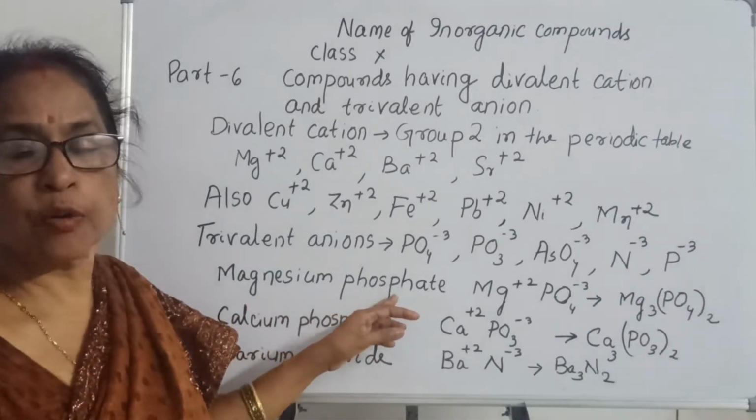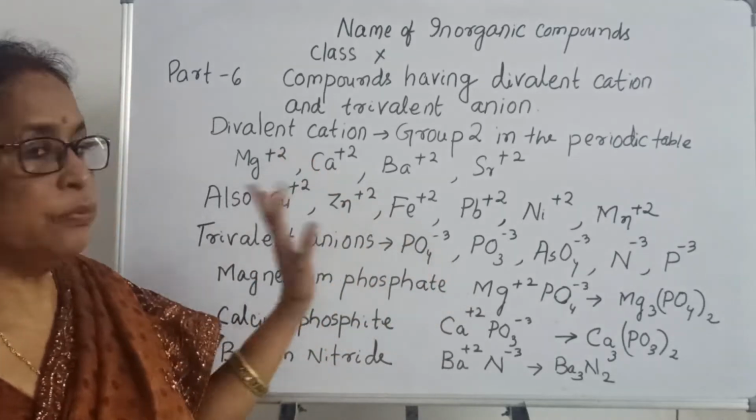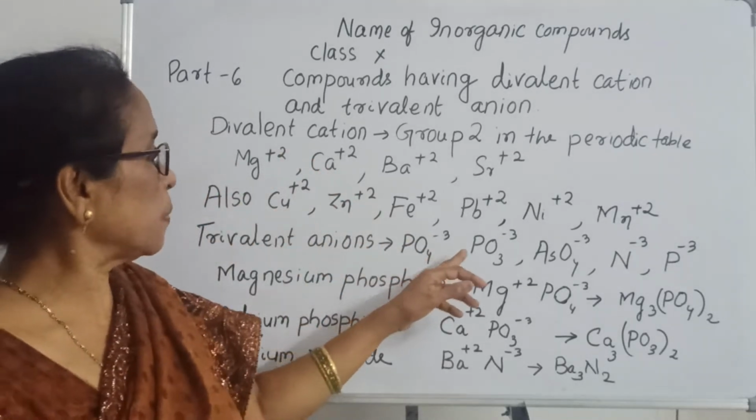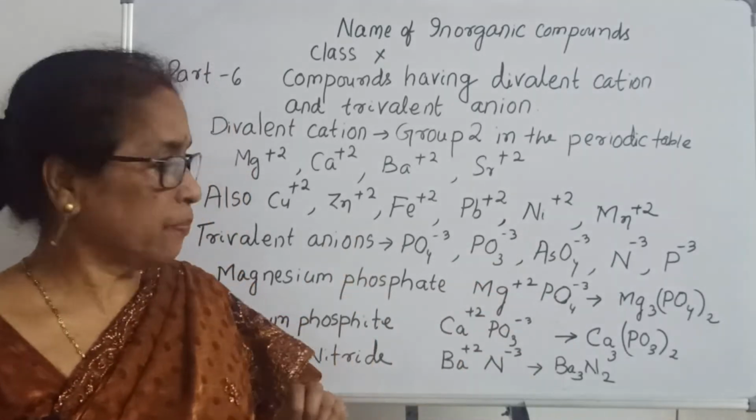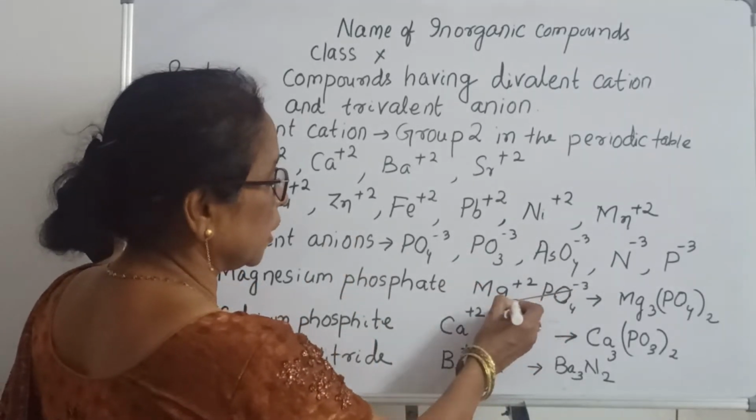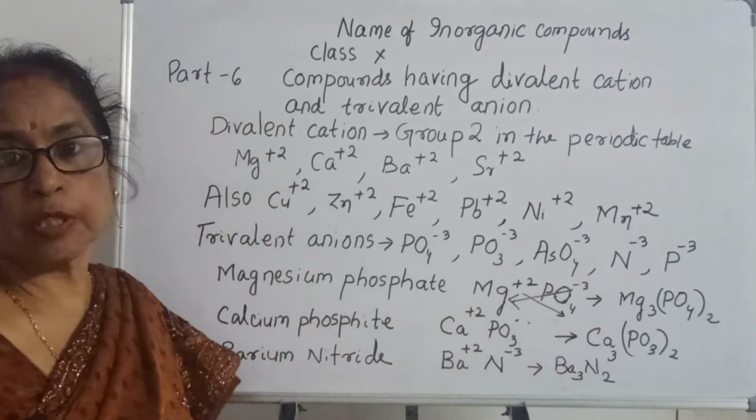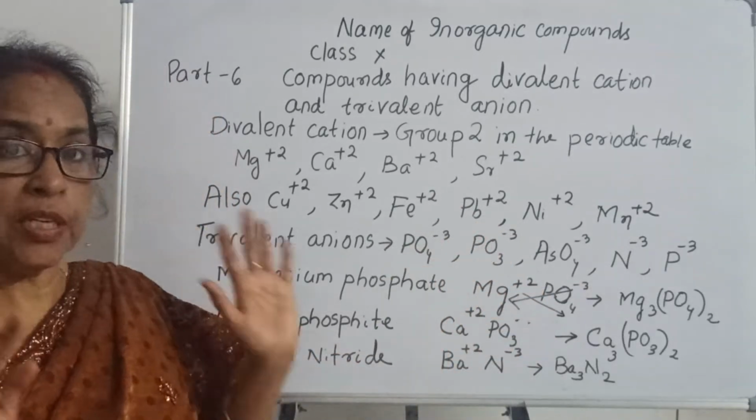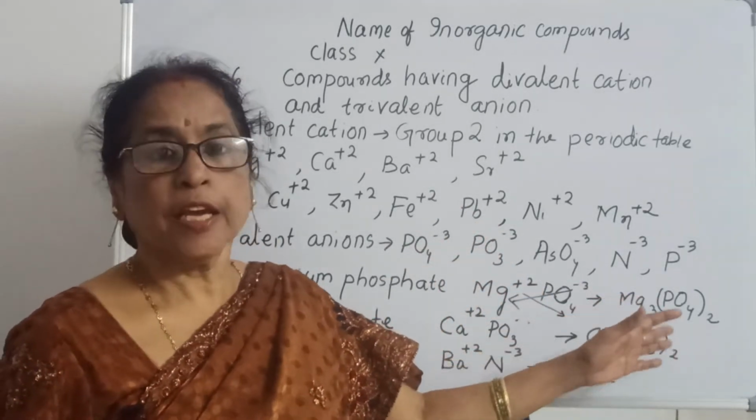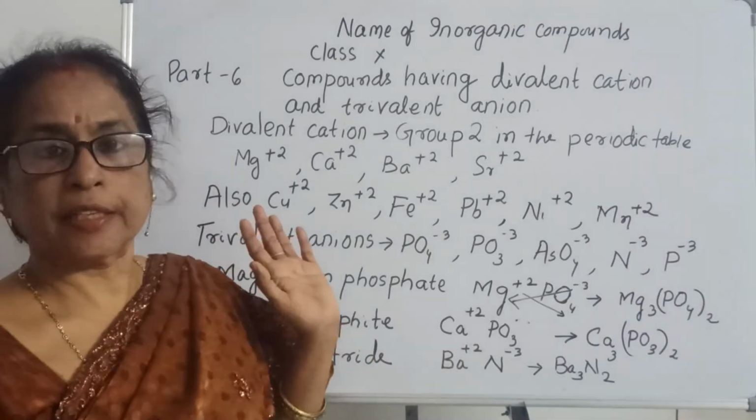Magnesium phosphate. How can you write magnesium phosphate? Magnesium is +2, that is clear. Now phosphate is a trivalent anion, PO4 -3. Now this 3 will come here and 2 will come here. That means just cross multiplication. Then what is the formula? Mg3(PO4)2.